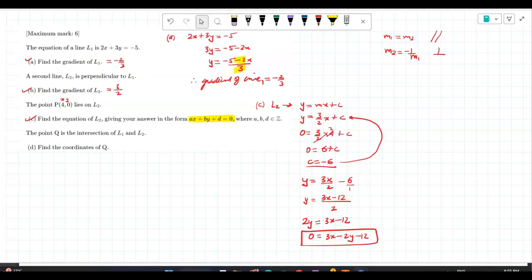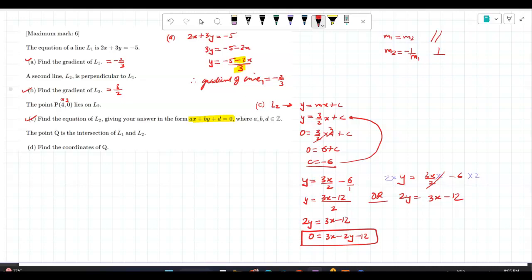As I said, if you want to get rid of the denominator, you have it like this now. Multiply each term by 2. If you multiply throughout by 2, this will become 2y, this and this will cancel out, 3x minus 12, and then you can do this or this. Then you transfer terms to both sides.